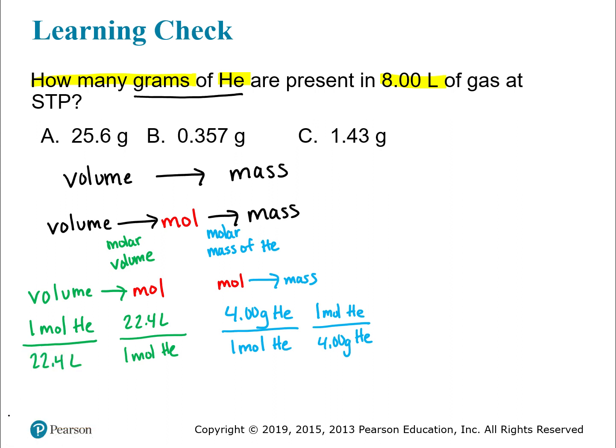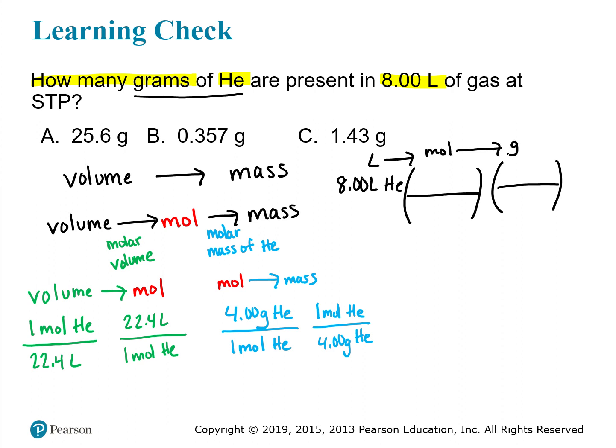Now we can put our equation together. We're starting with 8 liters of helium gas. And we're going from liters to moles, moles to grams, which is mass. Get rid of liters, so we need to put liters in the bottom. We need to get rid of moles and replace it with grams. So for our second conversion factor, moles go in the bottom, grams go in the top. Make sure that we get the units that we're looking for.